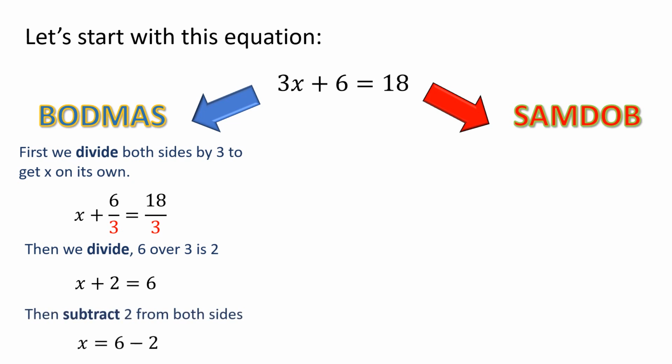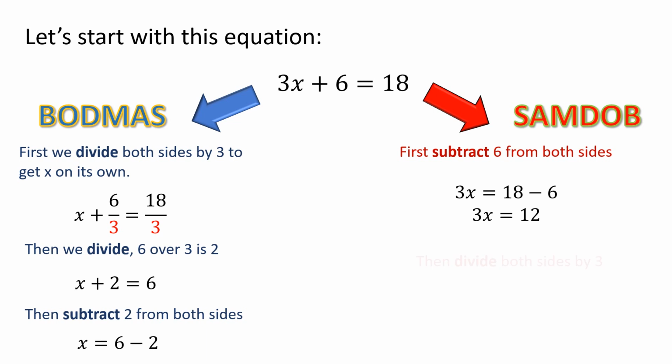Finally, we'll subtract 2 from both sides. x equals 6 minus 2, and I'm sure you can see what x is from there. Let's move on to doing it by SAMDOB. First, we will subtract 6 from both sides, and that gives us 3x equals 12. And then we divide both sides by 3, and that takes us immediately to the answer x equals 4. So both ways get us to the same answer, but one gets there in fewer steps.